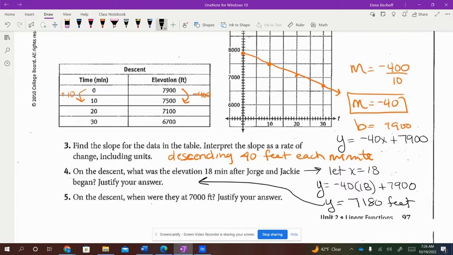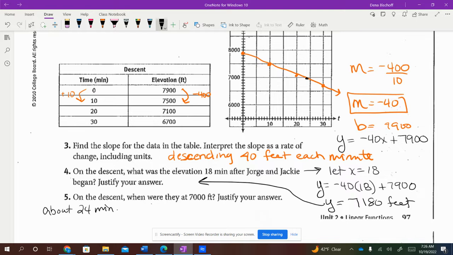On the descent, when were they at 7,000 feet? Well, according to my graph, it's about right here. So if I look at that, 22, 23, I'm going to say it's about 24 minutes. That's my guess from the graph, about 24 minutes.